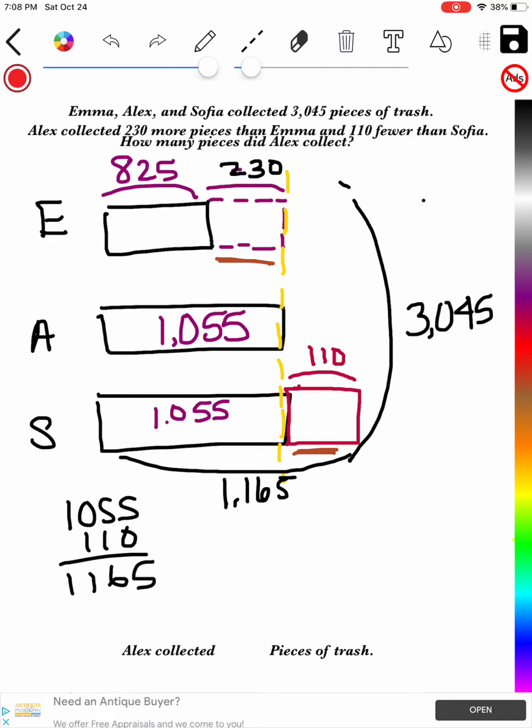And that is the whole bar model filled out for us so we can figure out exactly what our bar model was asking for in the first place, which was how much did Alex collect? And we know that he collected 1,055 pieces of trash.